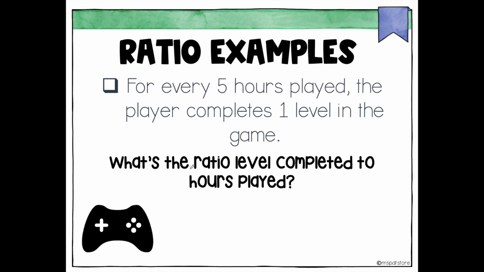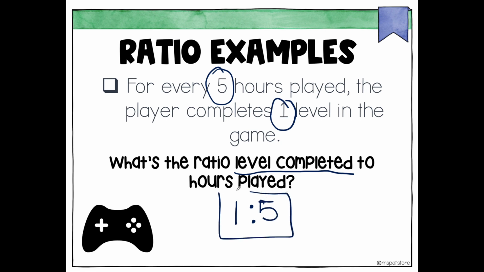Very good. As you can see, this ratio is asking me for the level completed first. And then it was basically 1 level. So it will be 1 to, how many hours? Well, 5 hours. This means that in order for this player to pass 1 level, it needs to play for 5 entire hours. Because for every 1 level completed, it will basically take 5 long hours.